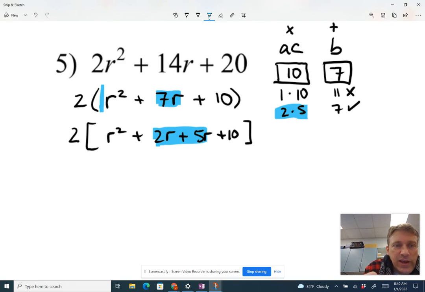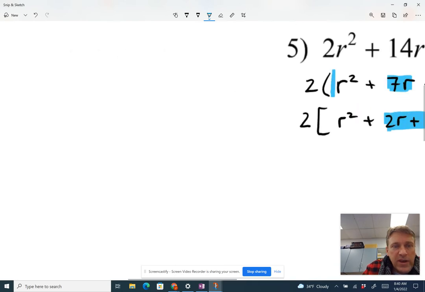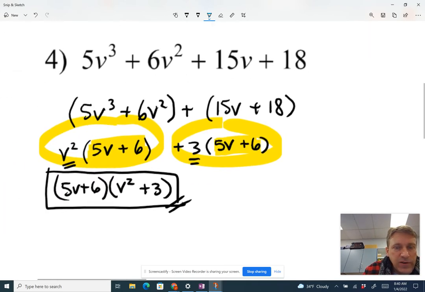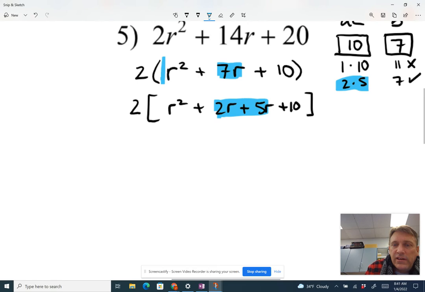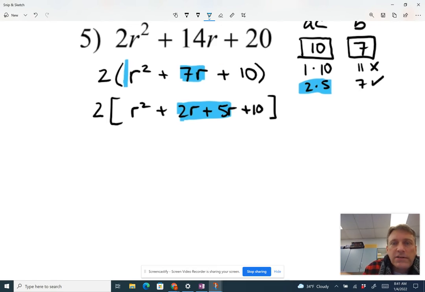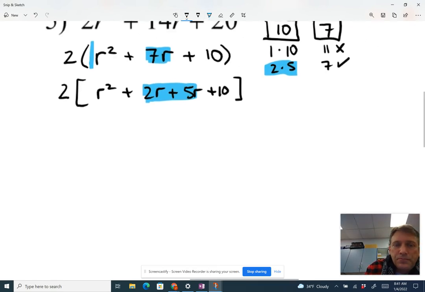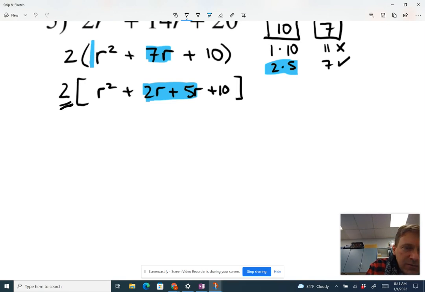So now we can factor it like we did in number 4. When we had 4 terms, we factored it by grouping. And here we can either factor it by grouping or by using the box. This time, let's use the box. And remember I've got that 2 out in front, so you need to remember to include that in your final factoring answer.